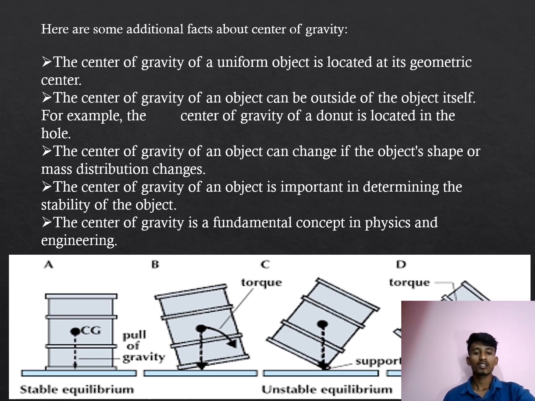The center of gravity of an object is important in determining the stability of the object. The center of gravity is a fundamental concept in physics and engineering. And we can see in the figure, this is stable equilibrium and these three are the unstable equilibrium.